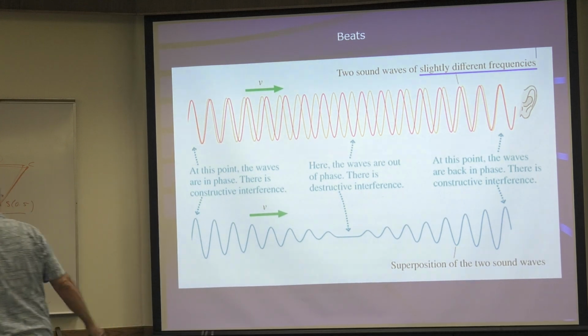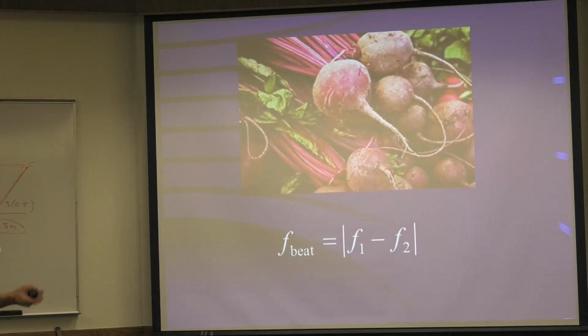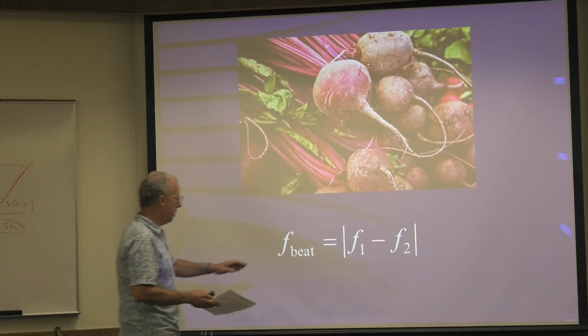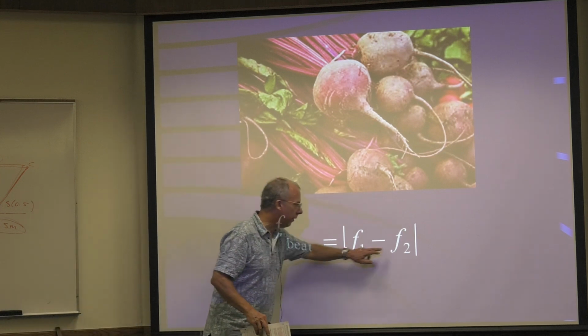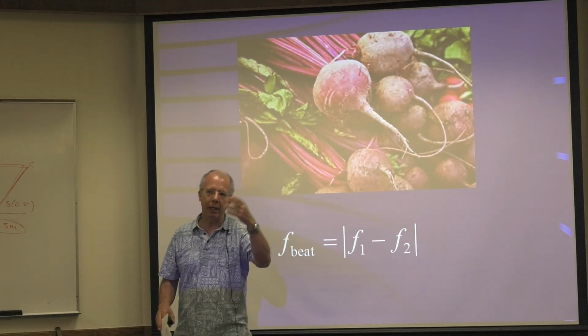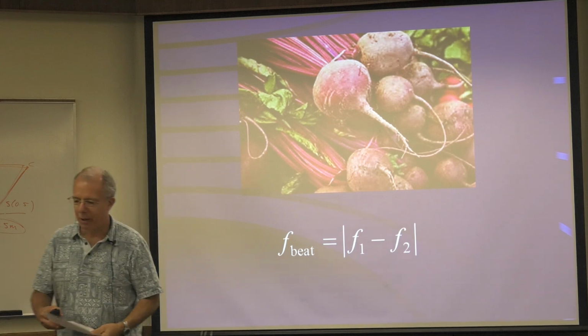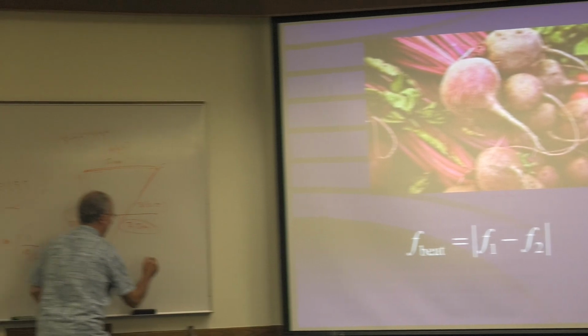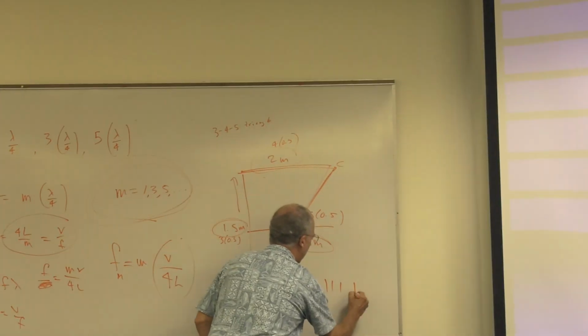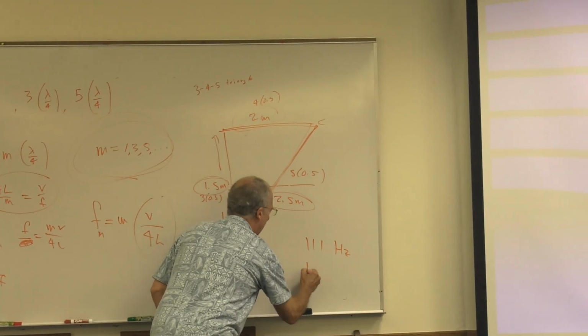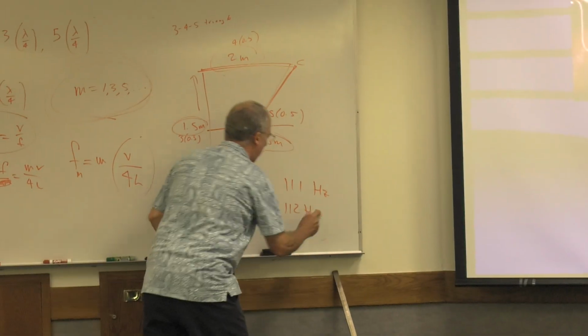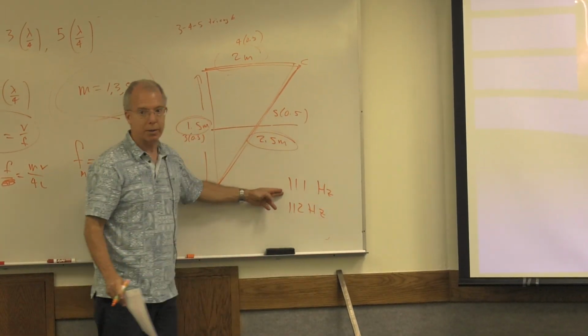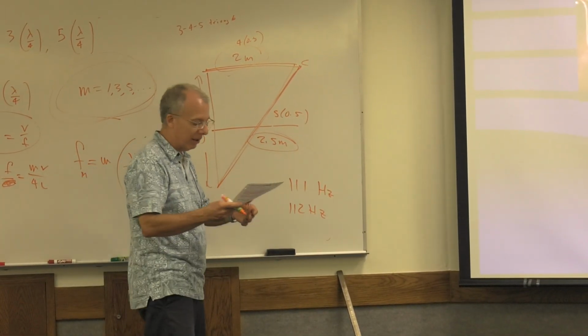So this is the beat frequency. It's the absolute value of the difference in frequencies. If you have one violinist playing, I'm just making up something, 111 hertz, and the other violinist 112 hertz, the beat frequency would be 1 hertz, because you just subtract them.